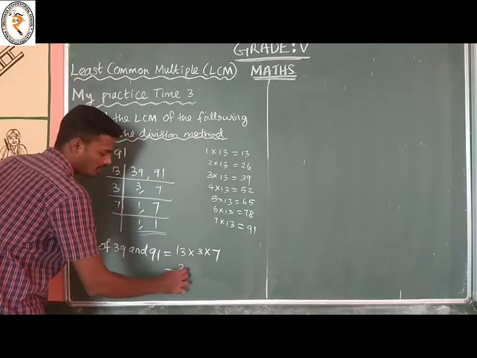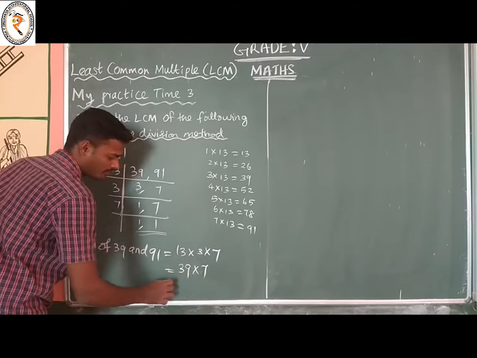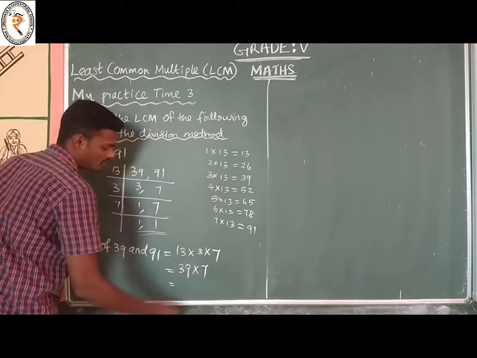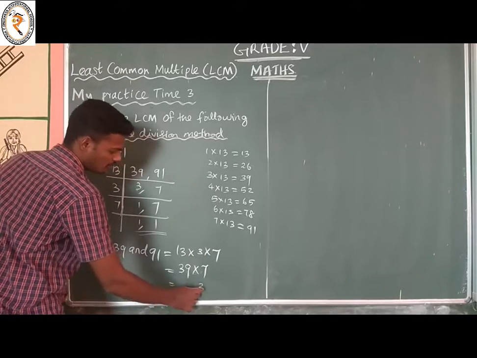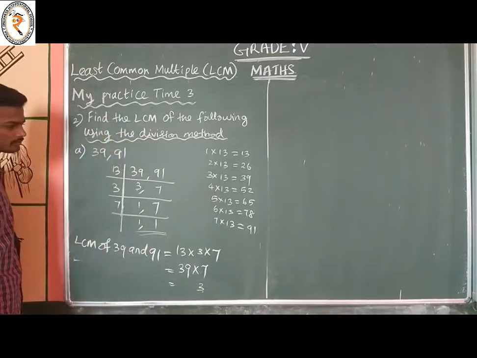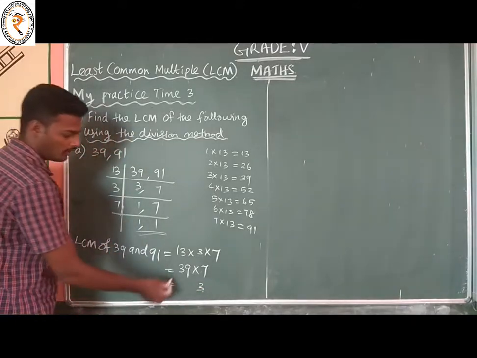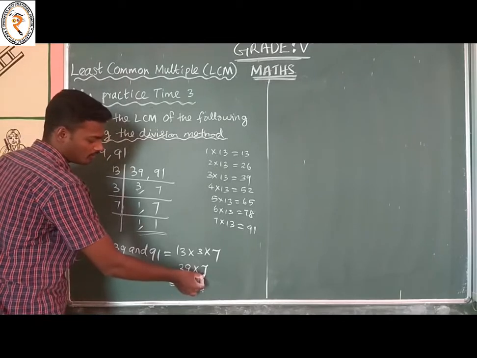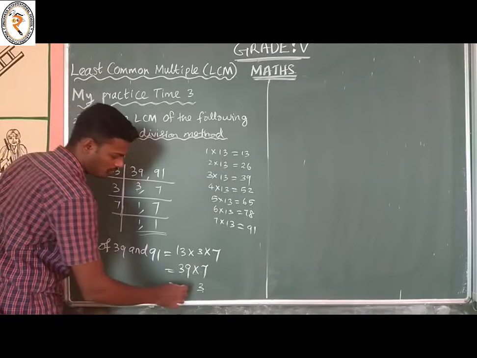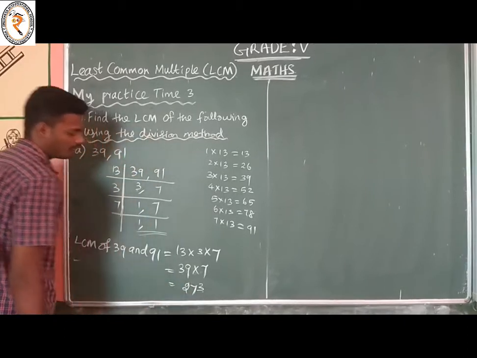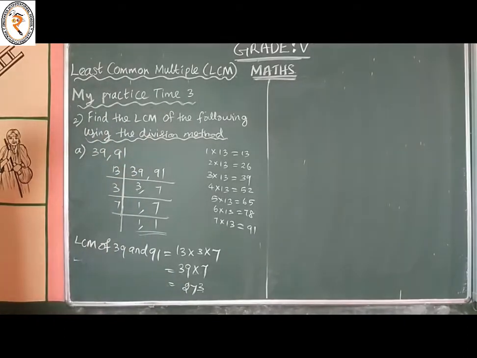13 3s are 39, into 7. 9 7s are 63, balance 6. And 3 7s are 21. 21 plus 6 is 27. So our final answer is 273.